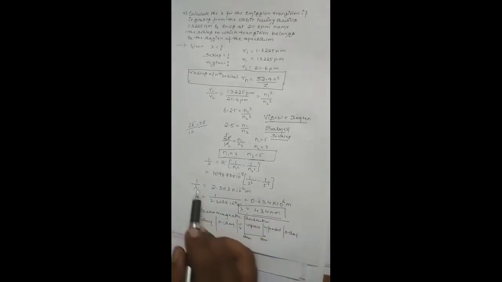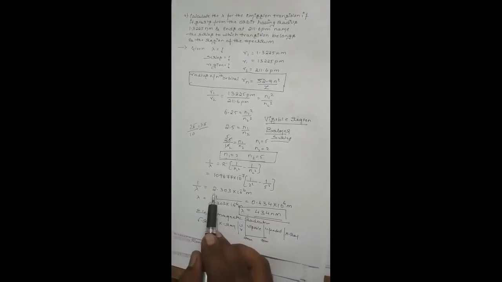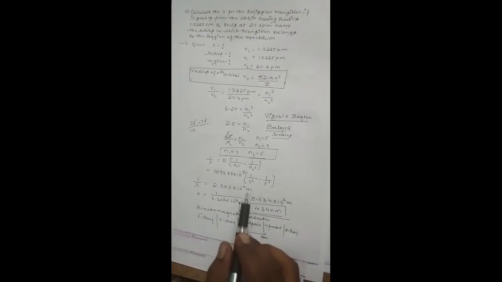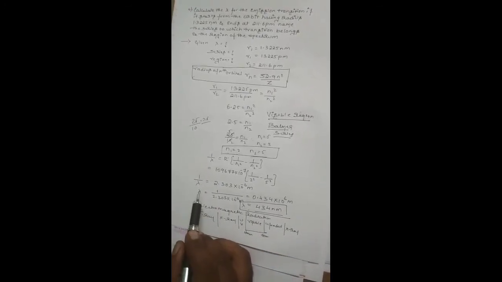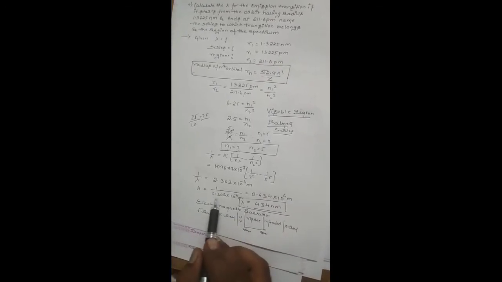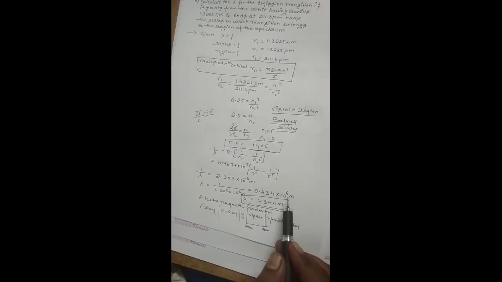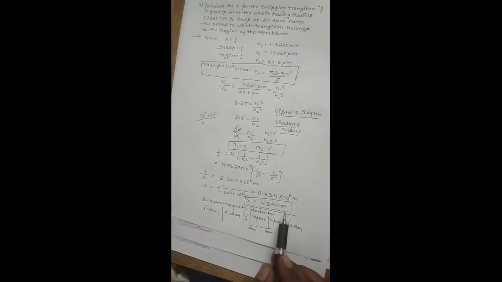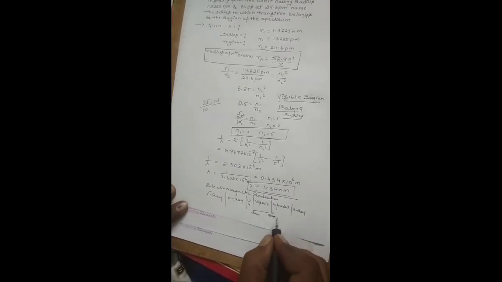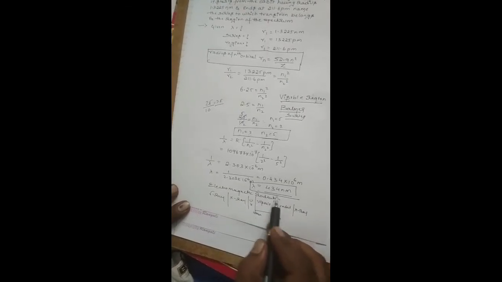We substituted here and got 1 by lambda equal to 2.303 into 10 to the power of minus 6 meters. We want to find lambda, which is 1 divided by 2.303 into 10 to the power of minus 6 meters. We get 0.434 into 10 to the power of 6 meters. If you convert it into nanometers, lambda is equal to 434 nanometers. In electromagnetic radiation, I already told you: gamma, X-ray, UV, visible, infrared. The visible region is 400 to 750 nanometers. Then the wavelength of 434 nanometers is in the visible region.